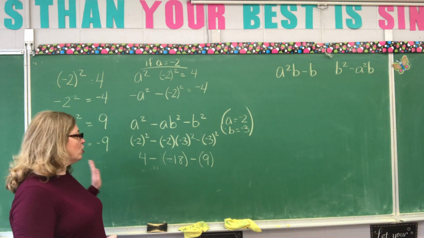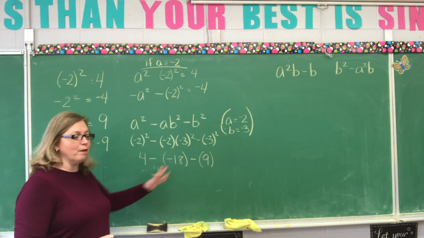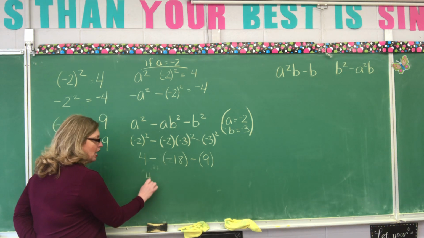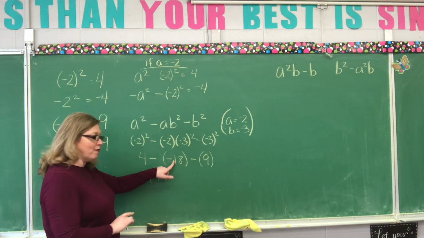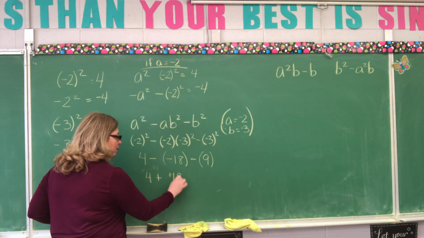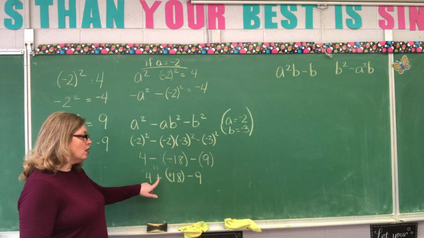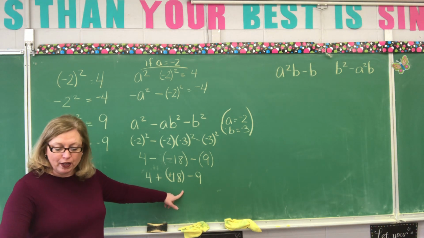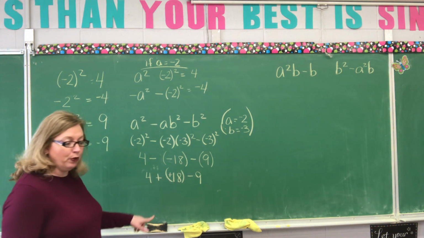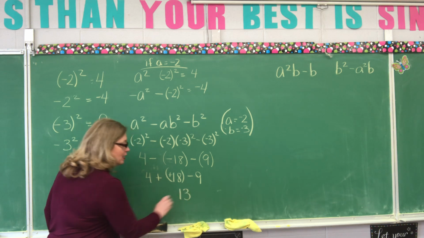Okay, so now we cannot subtract a negative number, so we're going to have to change our sign to an addition sign. When we change this to an addition sign, we have to change this sign as well. Okay, then we have our 9. So we have 4 plus 18, which gives us 22. And then we have 22 minus 9, so our answer is 13.